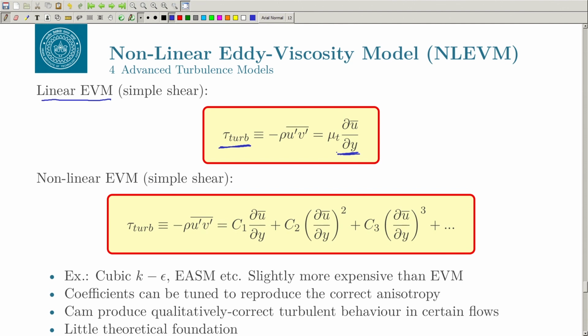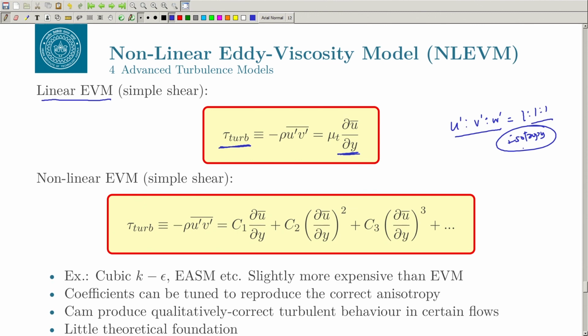What do you mean by anisotropy? You have u prime, v prime and w prime. In the linear eddy viscosity model, we assume that they are in the ratio 1:1:1. In all the directions the fluctuations are basically equal. That is isotropy. But that is not true in practical flows, and it can lead to some wrong predictions.